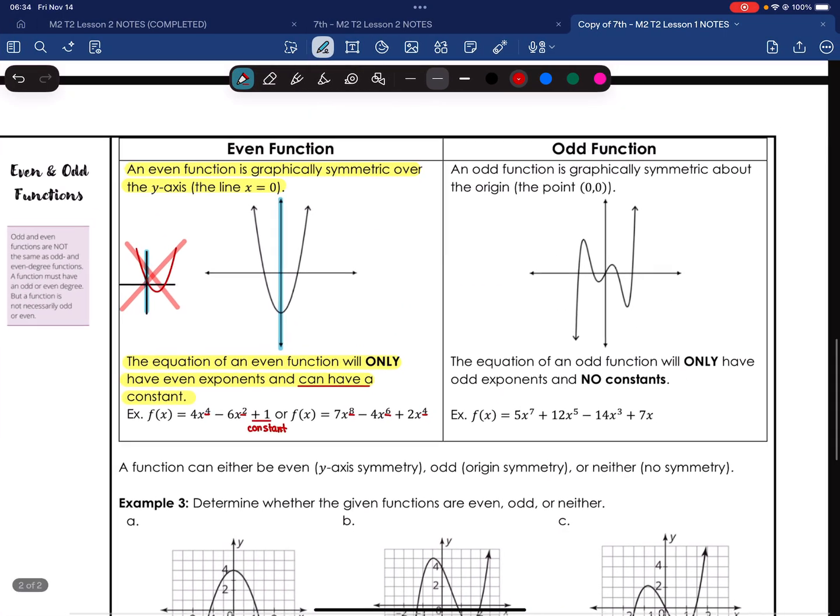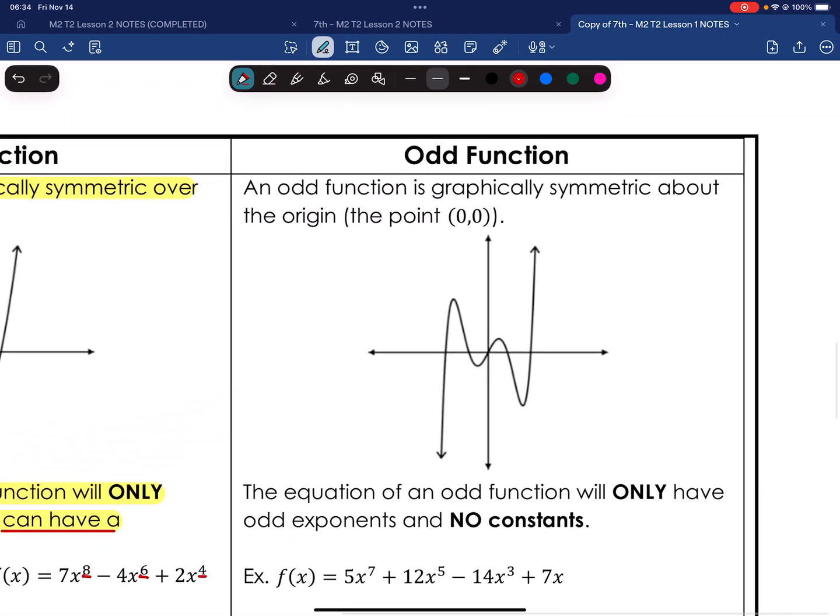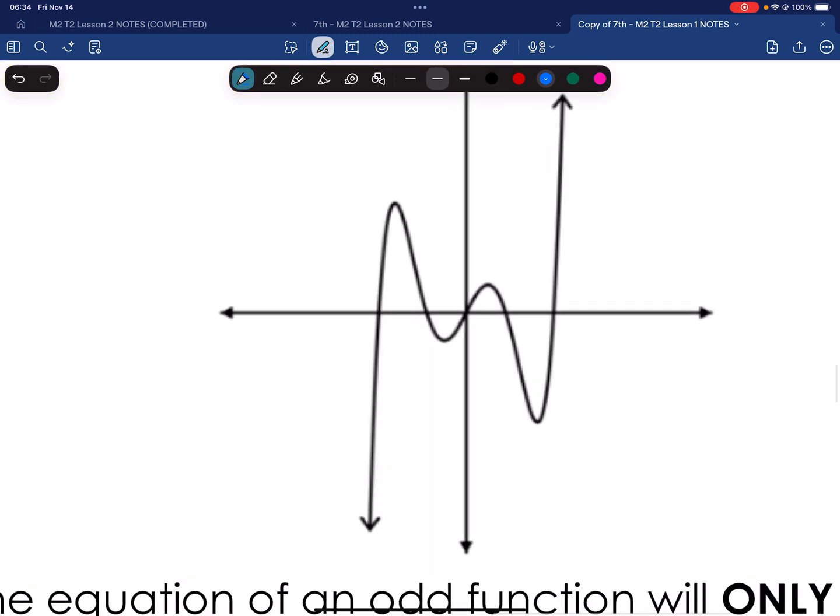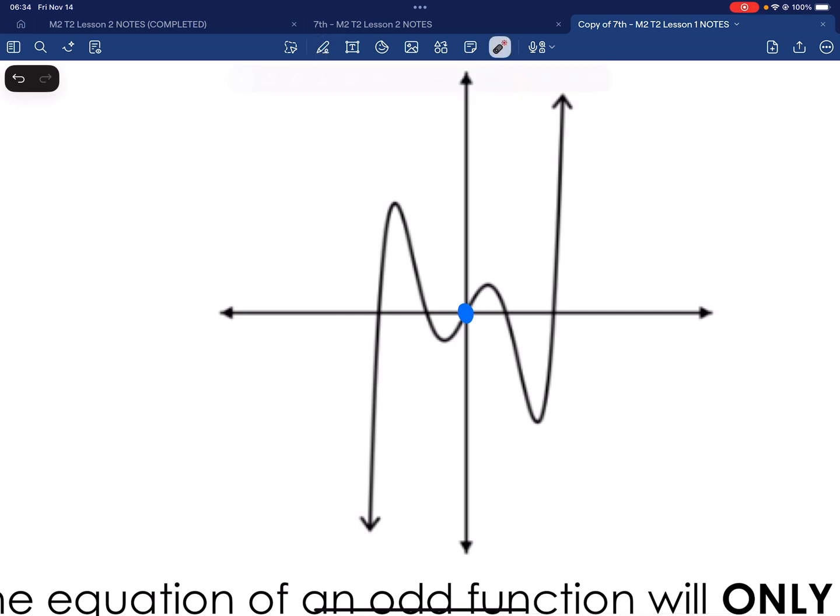Now, on the other side, we have odd functions. Odd functions are graphically symmetric about the origin. That is the point 0, 0. So if we're looking here, 0, 0 is here. And so when something has origin symmetry, the diagonal quadrants are going to match.